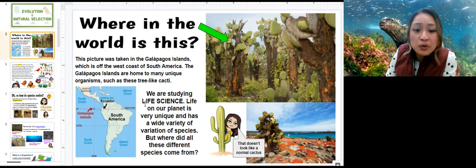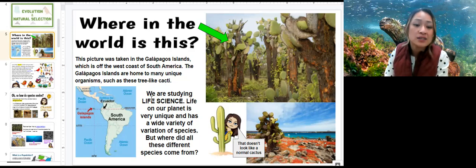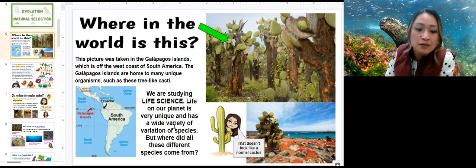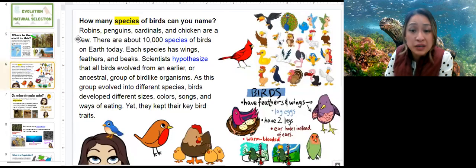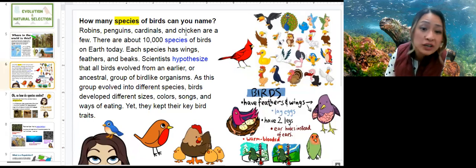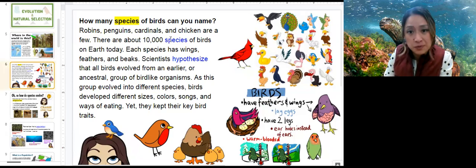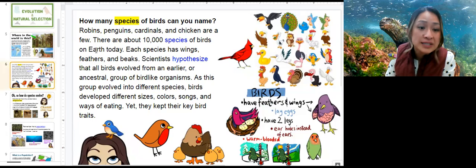And so we are studying life science, and so life on our planet is very unique and has a wide variety of species. But where did all these different species come from? I'm going to go to slide 6. How many species of birds can you name? So you have robins, penguins, cardinals, chickens. They're all separate species. And so there are about 10,000 species of birds on Earth today.